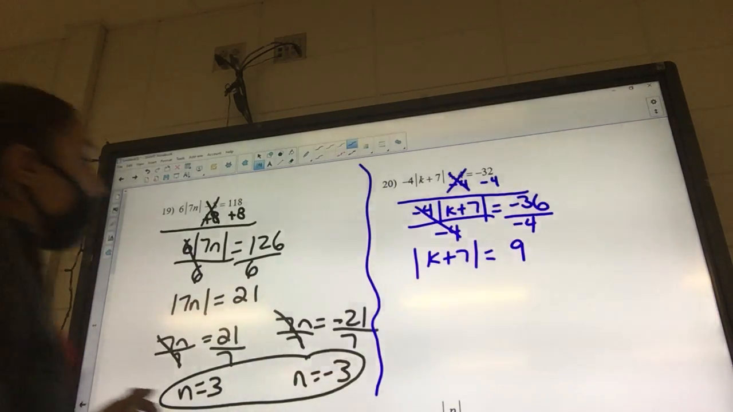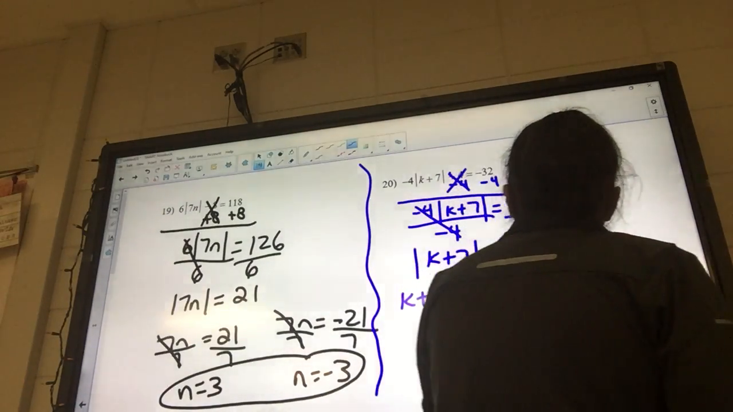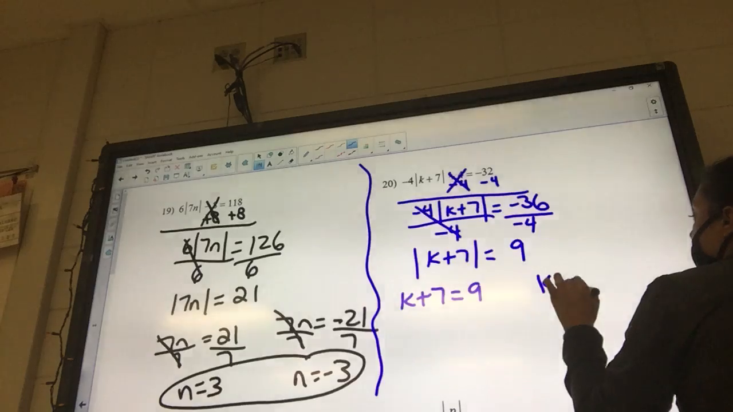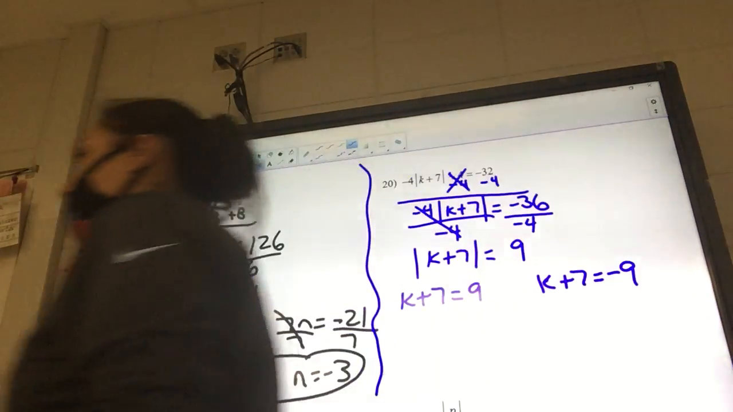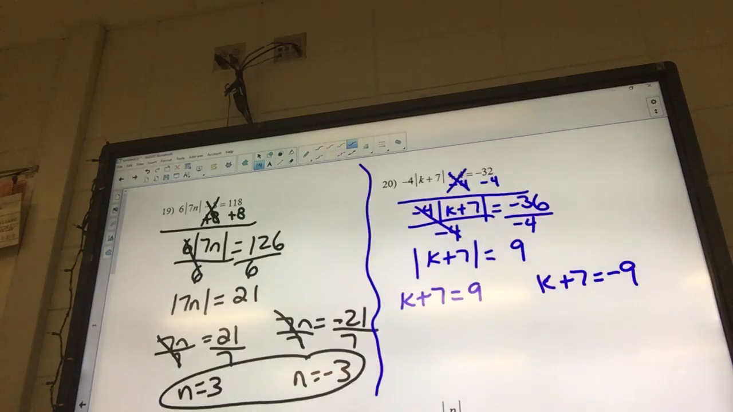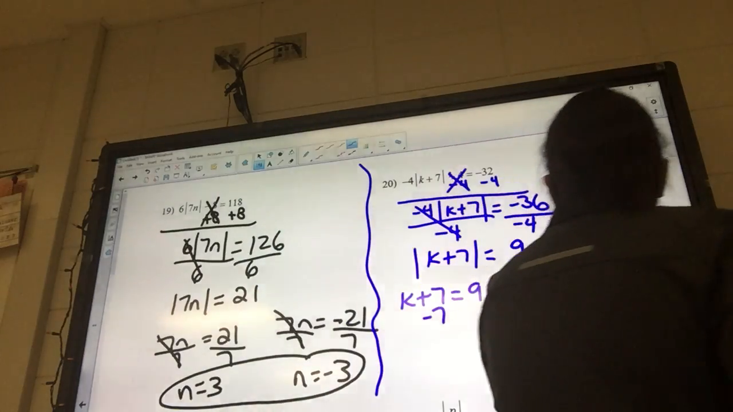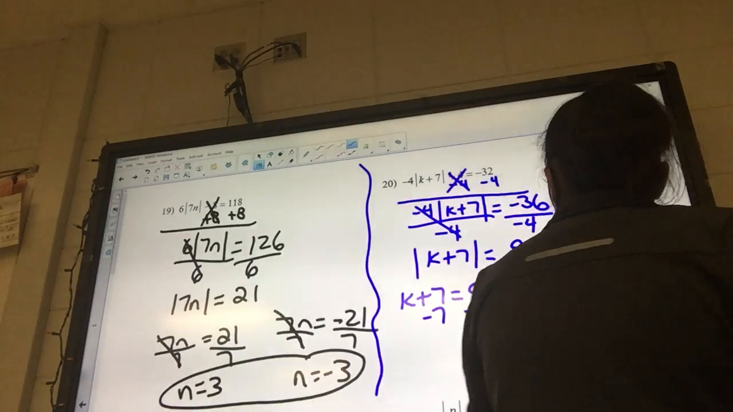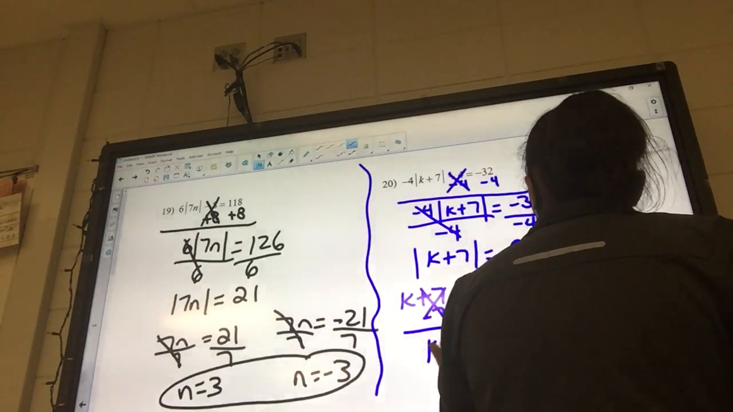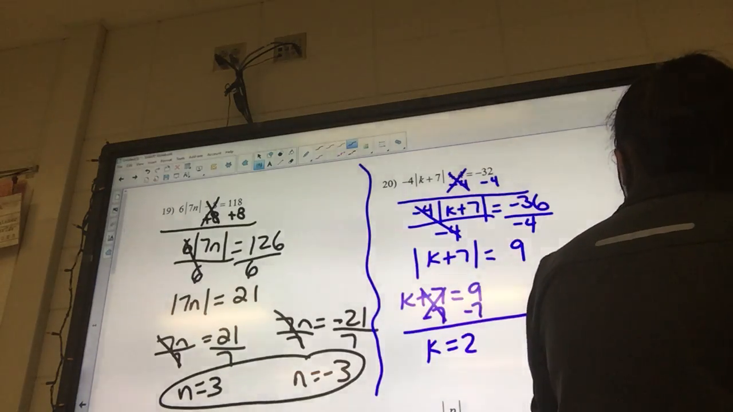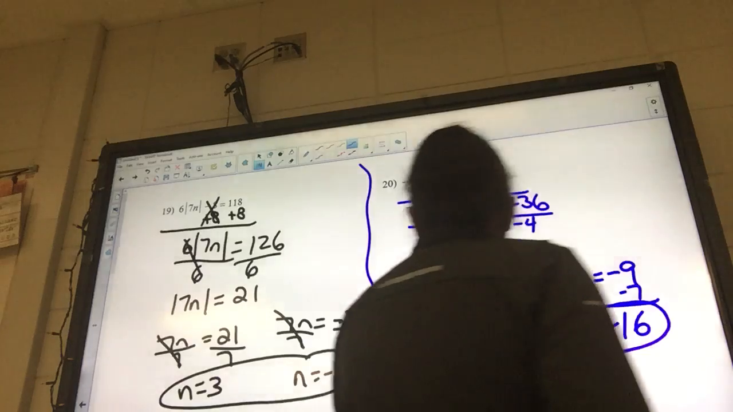Write the same thing but with a negative 9. Yeah, so we're going to write it twice. K plus 7 equals positive 9. K plus 7 equals negative 9. Okay, and we're ready to solve. So we're going to say minus 7, minus 7. So for the first one, I got k equals 2. And the second one, I got k equals negative 16.